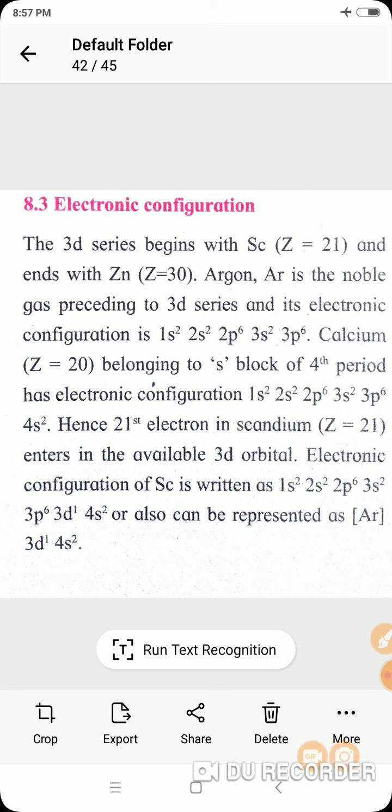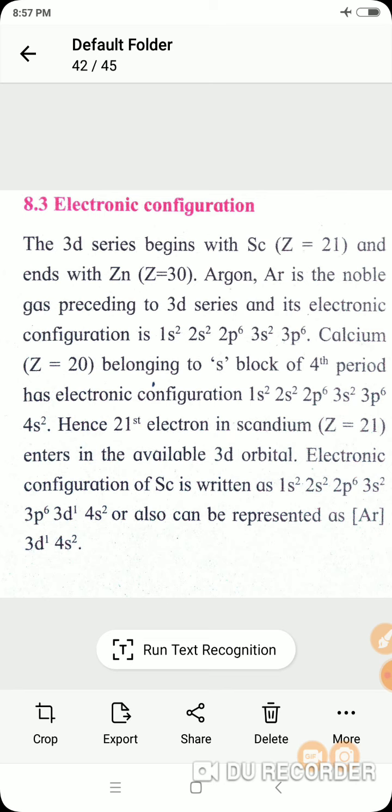So now the next part, that is argon. Argon is a noble gas placed in the 18th group of the periodic table. All the elements present in the 18th group are called noble gases or inert gases, because their octet is complete. Argon is the noble gas preceding the 3D series, placed at the end of the third period.